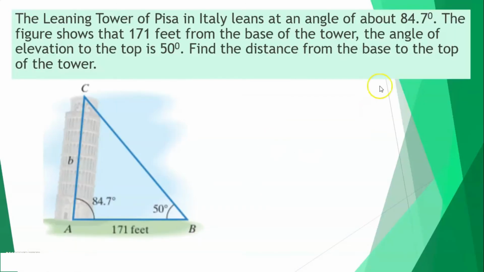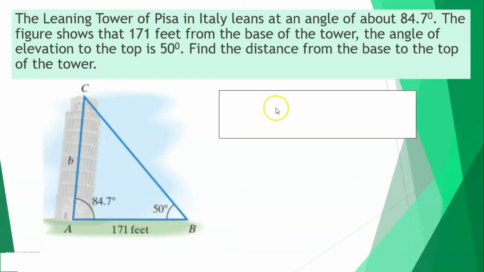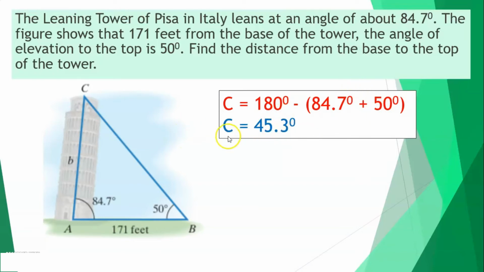The Leaning Tower of Pisa in Italy leans at an angle of about 84.7 degrees. The figure shows that 171 feet away from the base of the tower, the angle of elevation to the top is 50 degrees. Find the distance from the base to the top of the tower. Now, given this, we have to solve for the missing angle first, which is angle C. So angle C is 180 degrees minus 84.7 minus 50 degrees. So the value for angle C is 45.3 degrees.